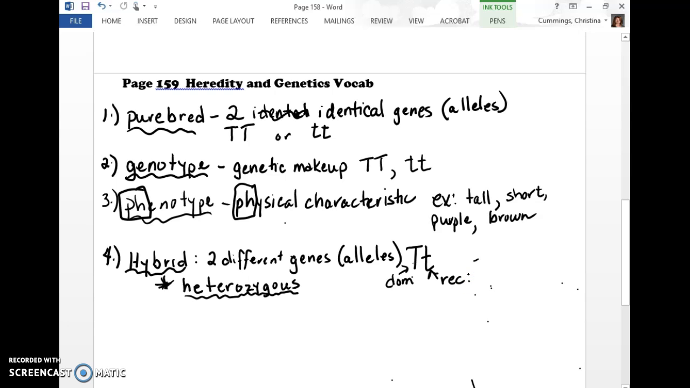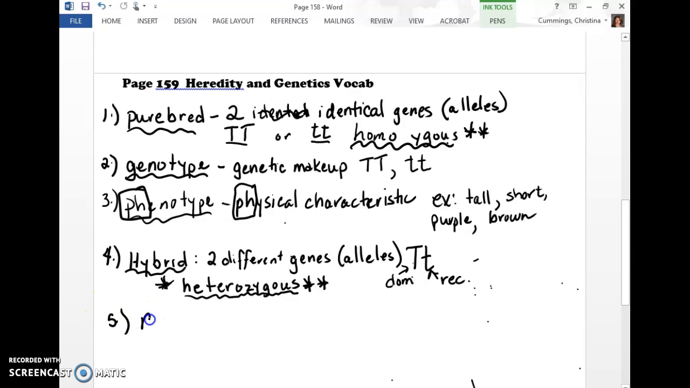We're going to instead say that it's hetero. Hetero means different. It's heterozygous. What do we call these purebred genotypes, where both of the genes or alleles are the same? If hetero means different, homo, like homogeneous, means the same, so we call that homozygous. So this is really the vocabulary we'll be using: homozygous in place of purebred and heterozygous in place of hybrid.